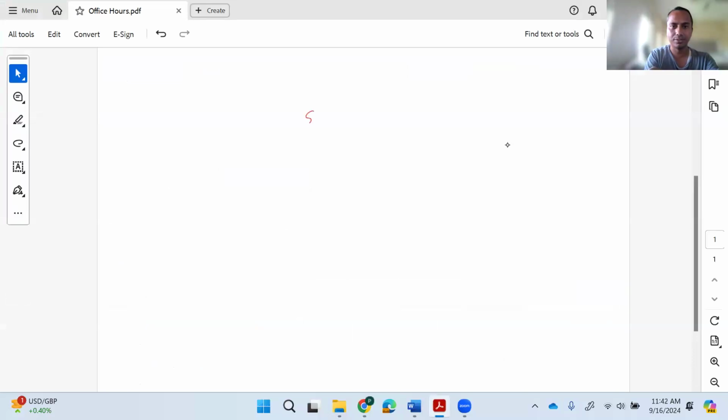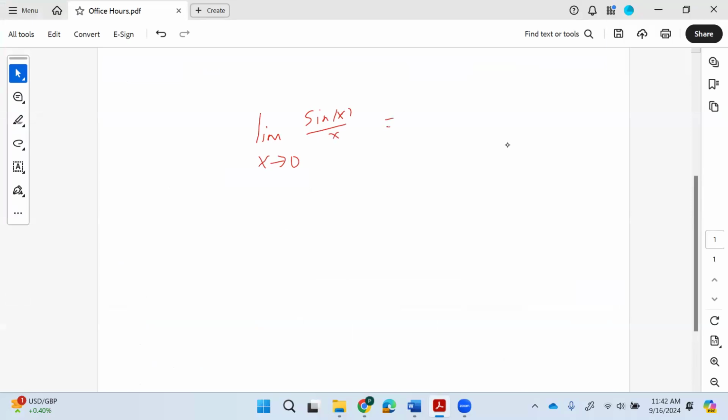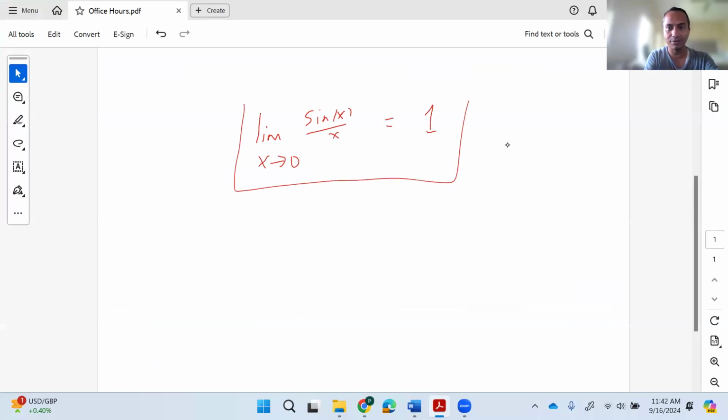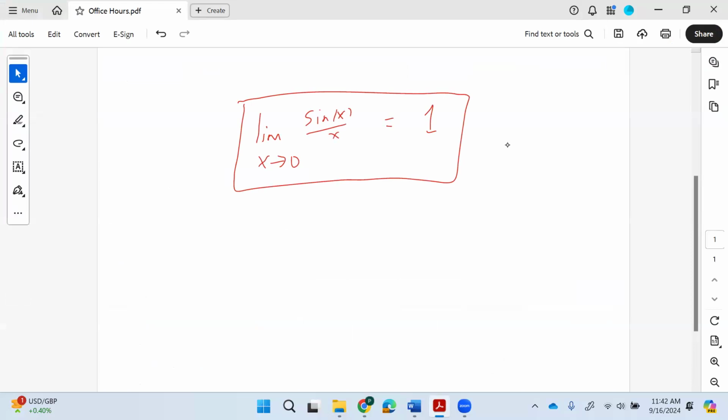Can you see my screen? Yes, sir. Okay, first of all, do you know this rule? The limit of sine x over x when x approaches zero. What is the limit of this function? One. One, that's the rule. So you have to keep in mind, you have to apply this rule whenever it's possible.